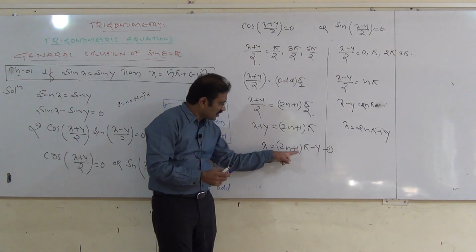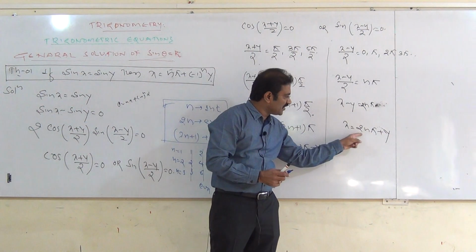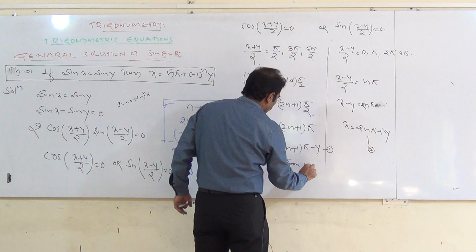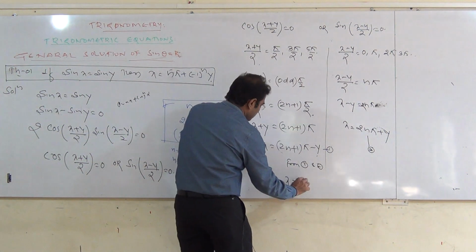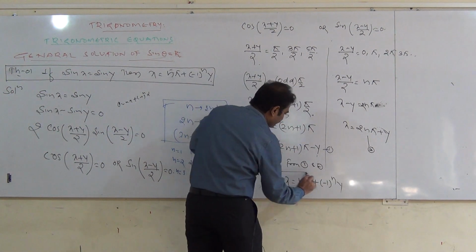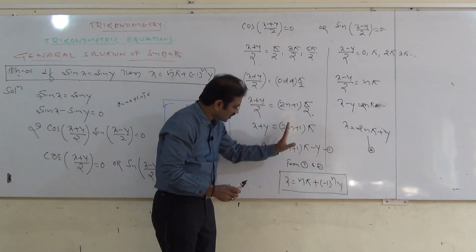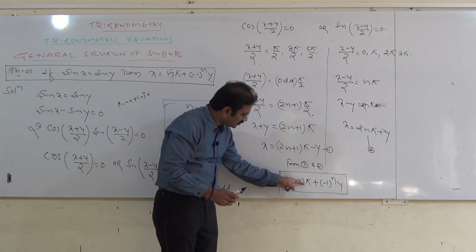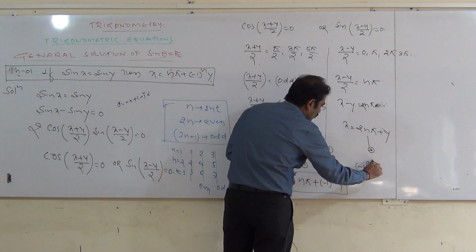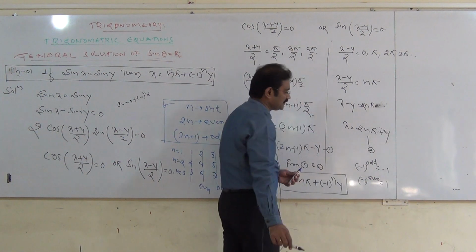Observe carefully. When n is odd, it must be minus. When n is even, it must be plus. Therefore, combining 1 and 2, what do we write? x is equal to n pi plus or minus 1 raised to n y. So this is the conclusion of 1 and 2. I tell you how. Observe, very simple. Minus 1 raised to odd is equal to how much? Minus 1. Minus 1 raised to even is equal to plus 1.